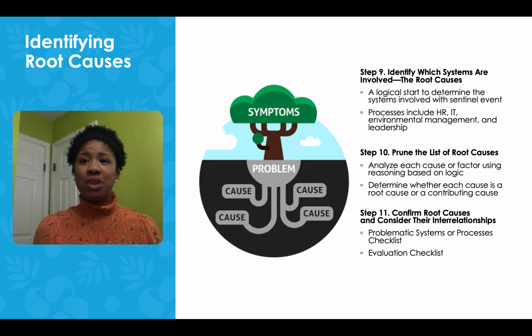Two questions you want to ask yourself when pruning the list of root causes: number one, if we fix the problem, will it reoccur in the future? And number two, if this problem is the root cause, how does it explain what happened or what could have happened? Next, confirm root causes and consider their interrelationships. This can be done with problematic systems and process checklists.